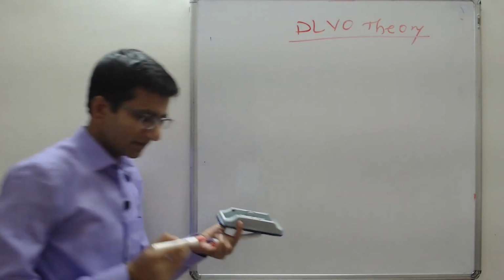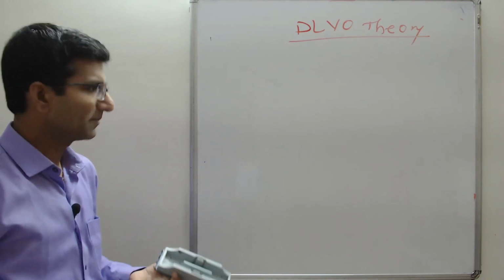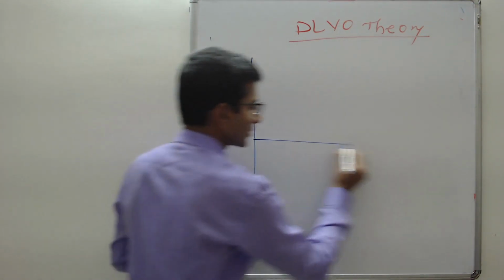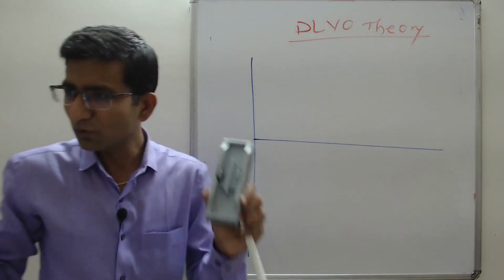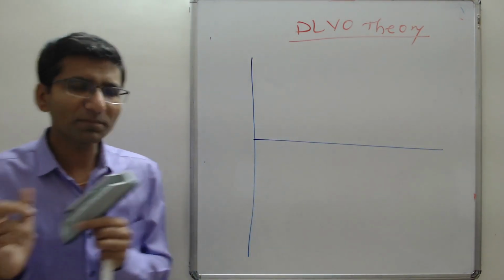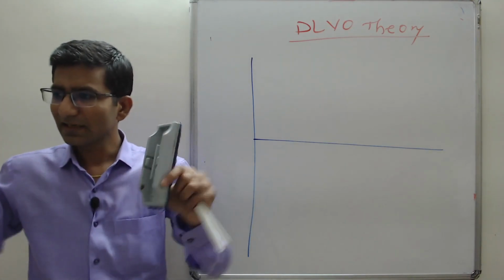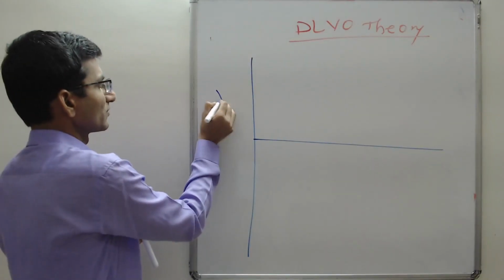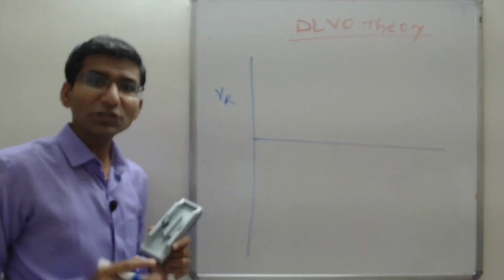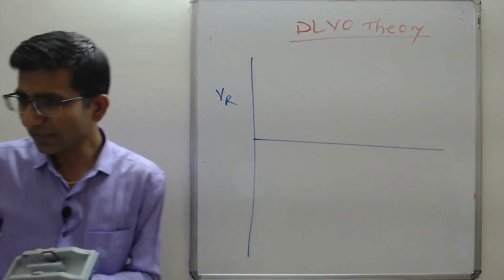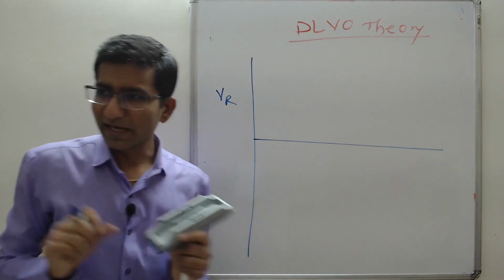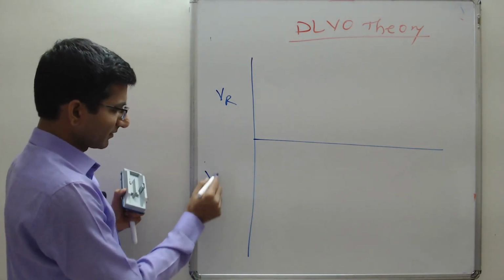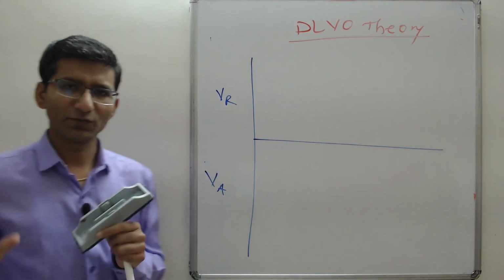DLVO theory can be understood by a diagram. See, there are two major forces. One is repulsive force, the other is attractive force. Do we want repulsive force less or more? For kinetic stability we want more. So I will write here repulsive force, VR, potential energy of repulsion. Now another is attractive force. Do we want attractive force less or more? Less. There should not be attraction between particles. So that is the potential of attractive force.